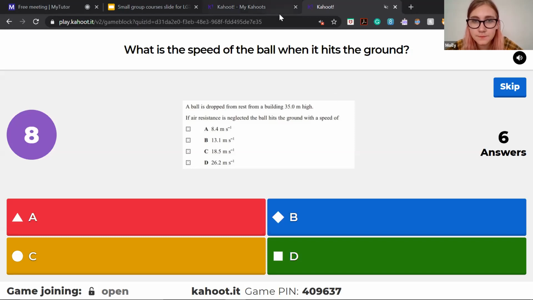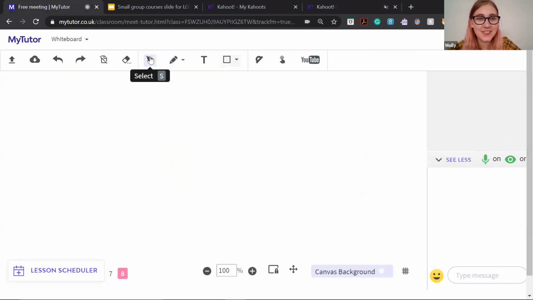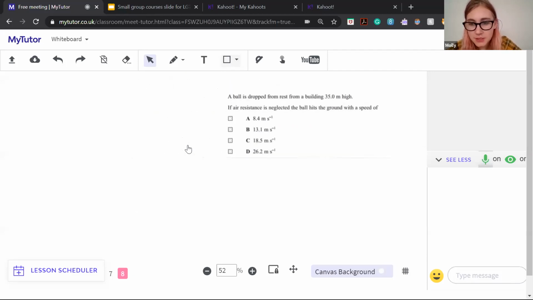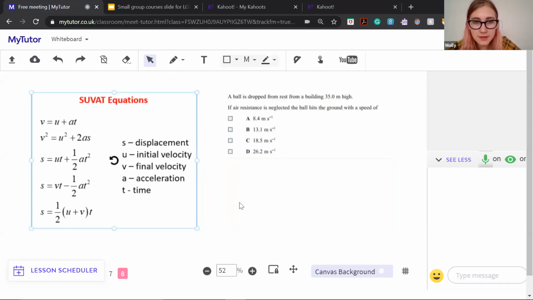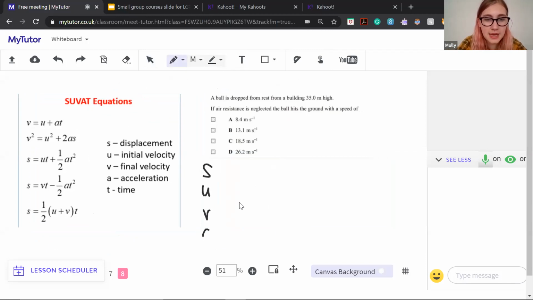Okay, almost there. Okay, difficult one clearly. Let's have a go at it on here. So let's remember our SUVAT equations as well. This is where this screenshot comes in very handy. So we've got S, U, V, A, and T. So what do we have? S, it's 35 meters high. U, well, it's dropped from rest. We want to know what speed it hits the ground at. And A, as I told you, is 9.8.